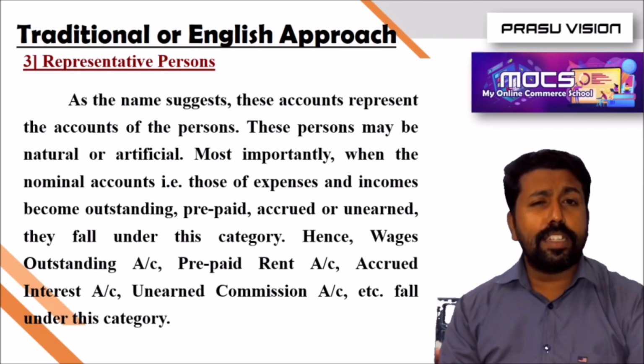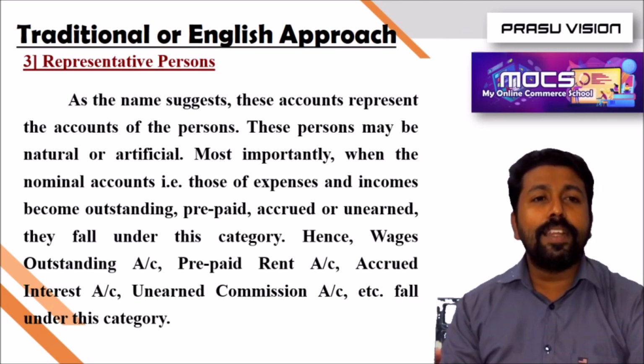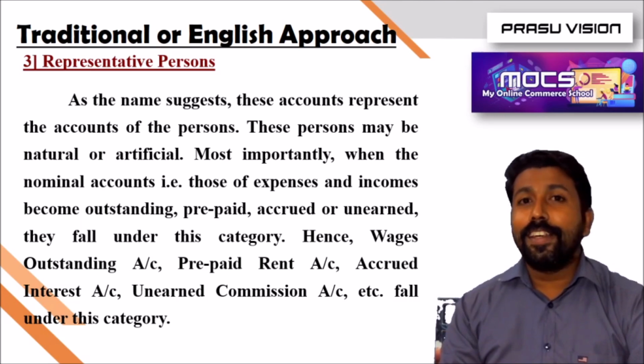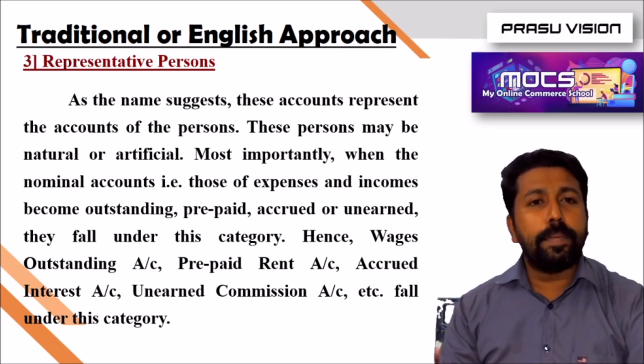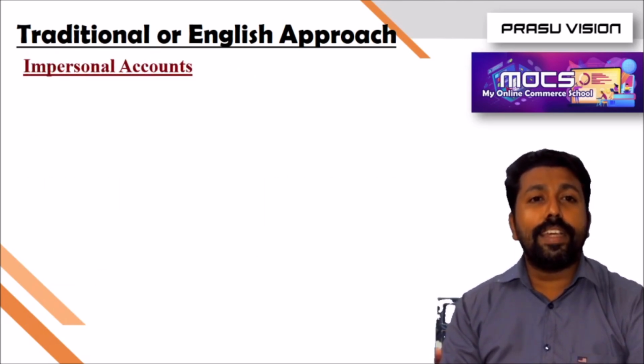And again I'm giving a guarantee, this concept will be very clear when you learn to prepare the final accounts, and you learn how to adjust all these items in the final account. So please remember the representative person. So the personal account is divided into three. Remember, natural person, artificial person, and representative person. I hope it is very clear for you. Please remember all the examples.